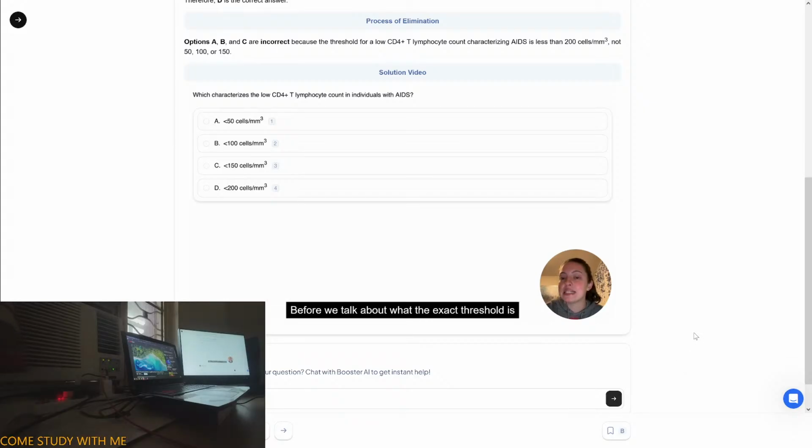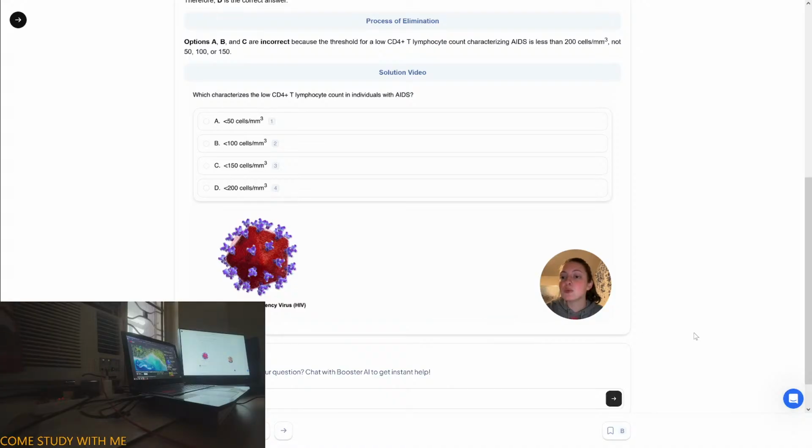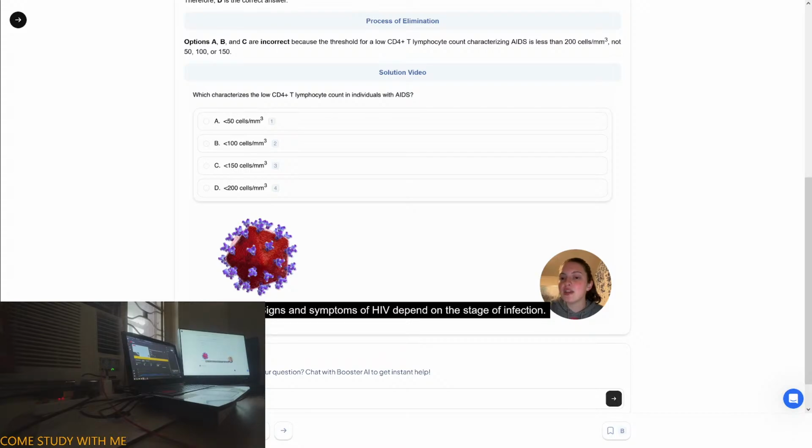Before we talk about what the exact threshold is for the transition from HIV to AIDS, let's just talk about HIV and AIDS as a whole. The human immunodeficiency virus is a virus that targets the immune system, specifically those CD4 T cells. This infection can be found in most bodily fluids and is usually spread via sexual contact or injection drug use. Signs and symptoms of HIV depend on the stage of infection. Initial symptoms include fever, headache, and sore throat, while later symptoms include swollen lymph nodes, weight loss, and diarrhea. Profound immunosuppression in patients with this condition can result in opportunistic infections, neoplasms, and other systemic effects.